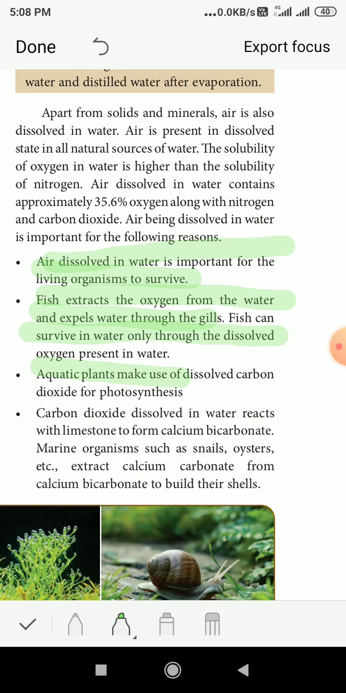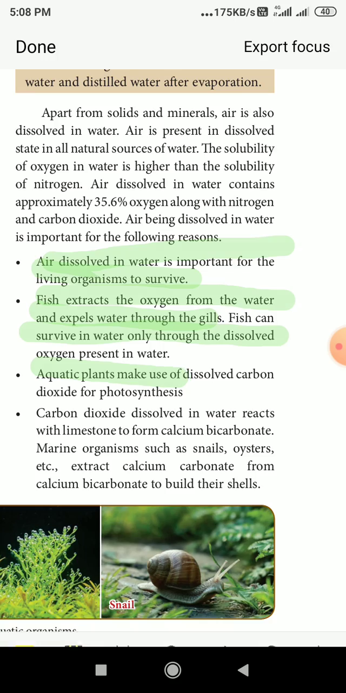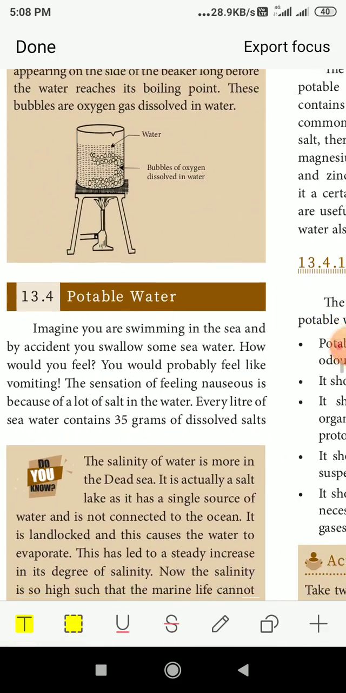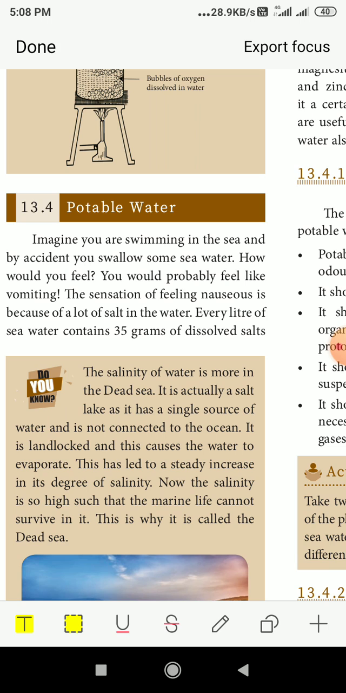So these are the uses of water. Then comes potable water. Potable water, the water used for drinking purposes, is called potable water.